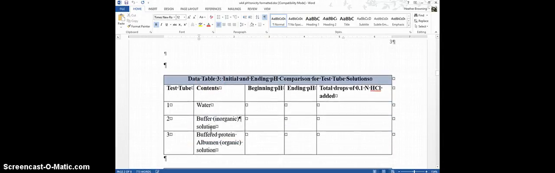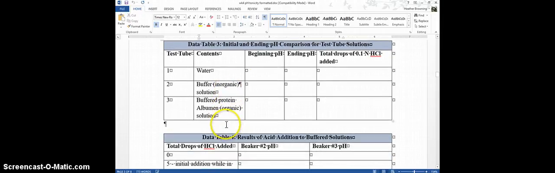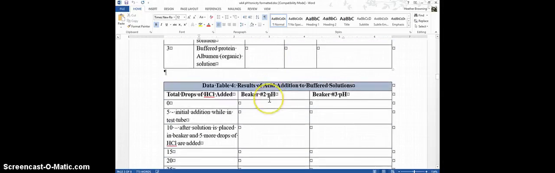Then we have the next one. So your pH at the beginning, and then the ending, and then how many drops you added, right? So at the beginning they should all be the same, and at the ending you should see water have the biggest drop, right? And then the other ones, after a few.